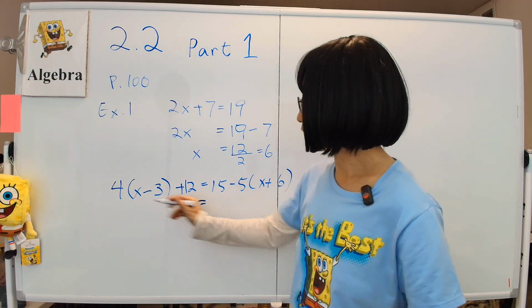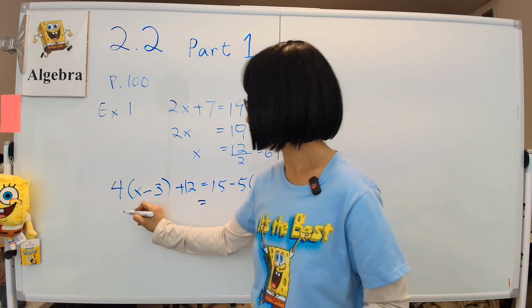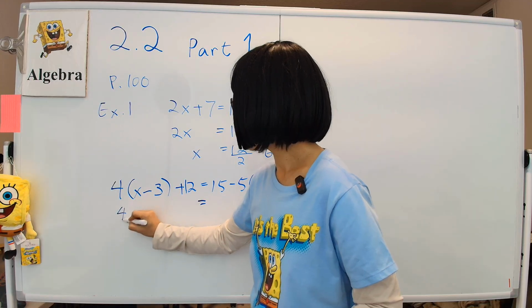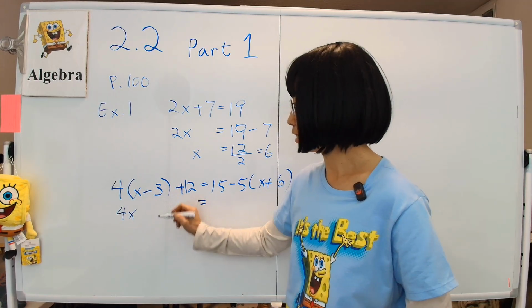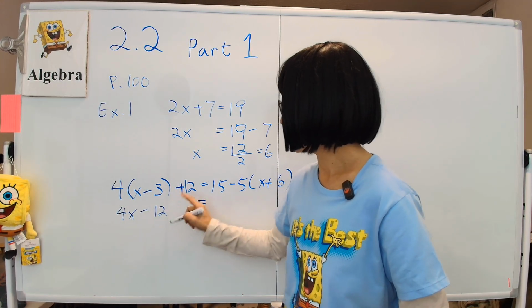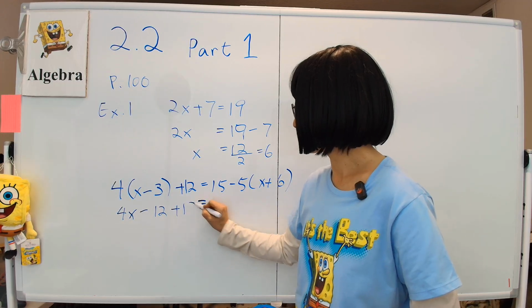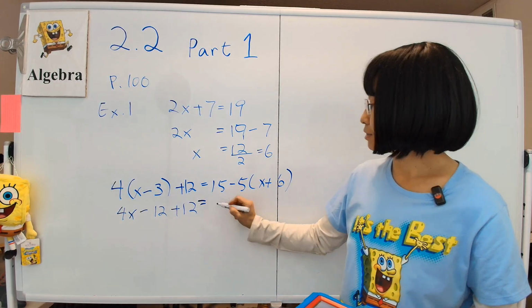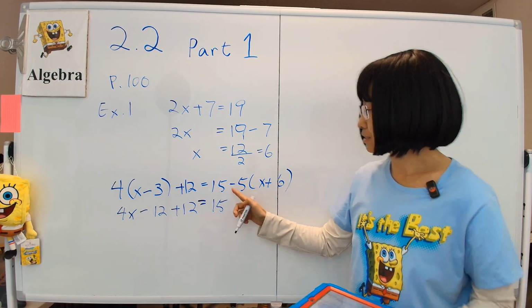So remembering that, let's do that. So 4 times x equals 4x, and then 4 times -3, that's minus 12. Okay, and the plus 12, we'll copy that down for now, and then there's 15, okay? And next, let's look at this.